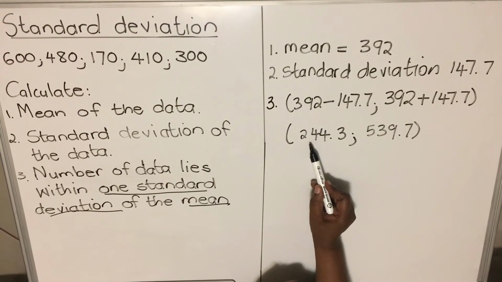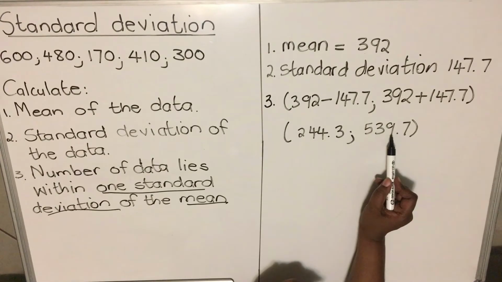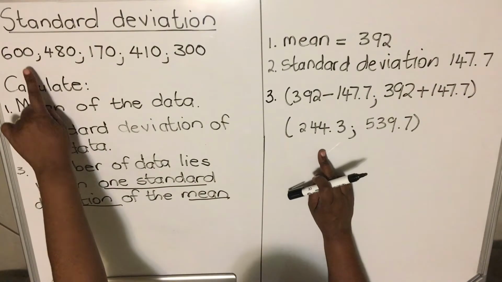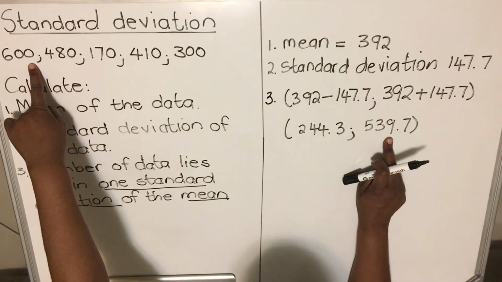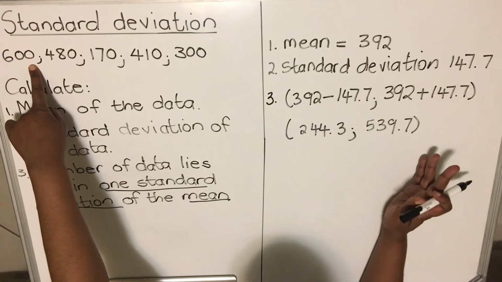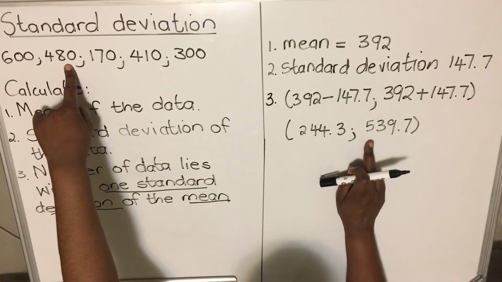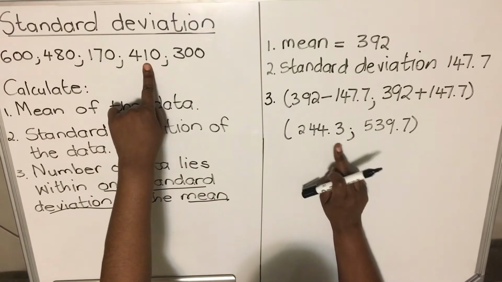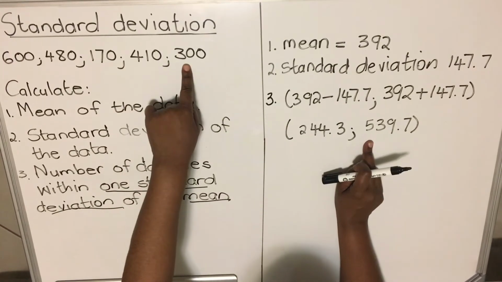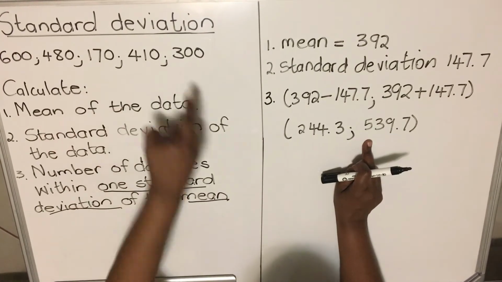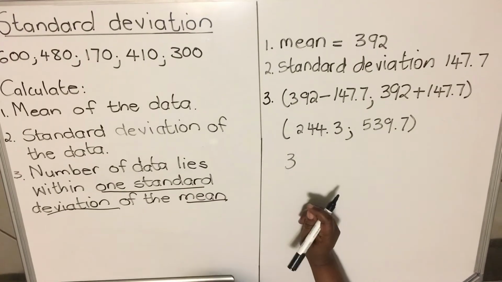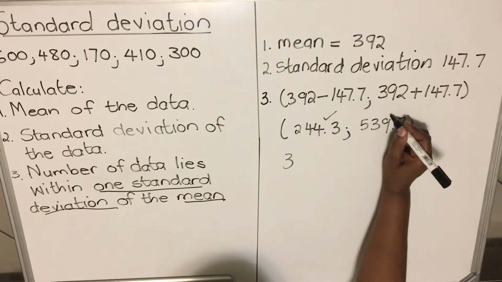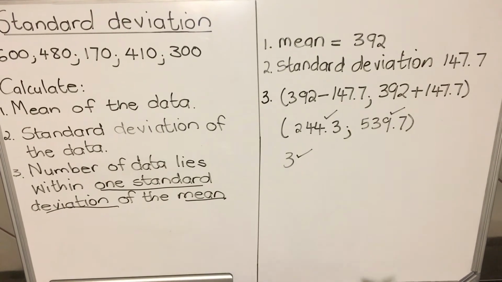Okay, now you're gonna check your data and find how many of the data falls within this range. It's bigger than 244.3 and it's smaller than 539.7. Let's check. Okay, the first data is 600. 600 is more than 500, so it's outside the mean and standard deviation. 480, yes. 170 is smaller than that, no. 410, yes. 300, yes. So it's 1, 2, 3. Then it's 3 numbers fall within 1 standard deviation. How do you get marks? You get a mark there, a mark there, and the third mark there.